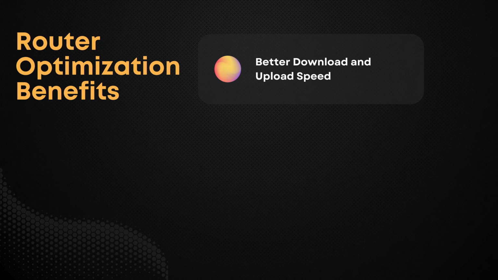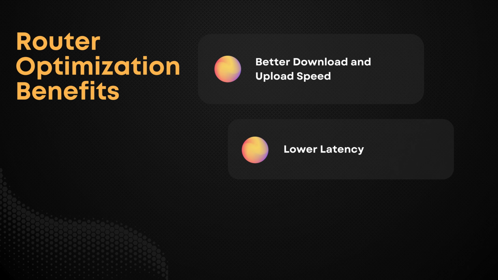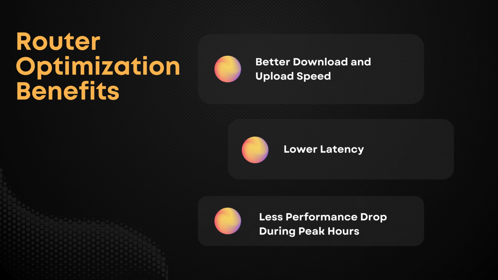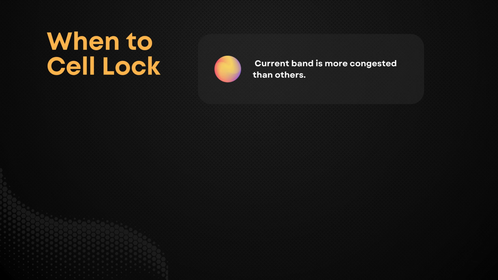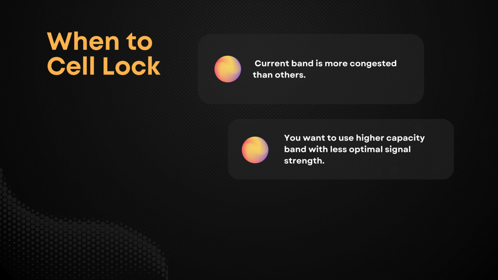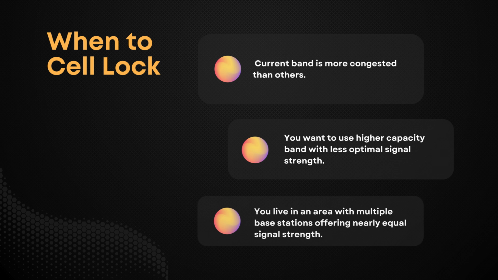Today, we're diving into one of the key optimization tricks for the ATL5GR16, manual band and cell locking. With the right setup, this simple tweak can deliver a noticeable performance boost, often increasing download and upload speeds by 30% or more. By default, routers don't always select the most optimal band or cell, which can lead to underwhelming speeds, especially in areas where multiple base stations provide similar signal strength. In such cases, the router might connect to a less efficient cell.